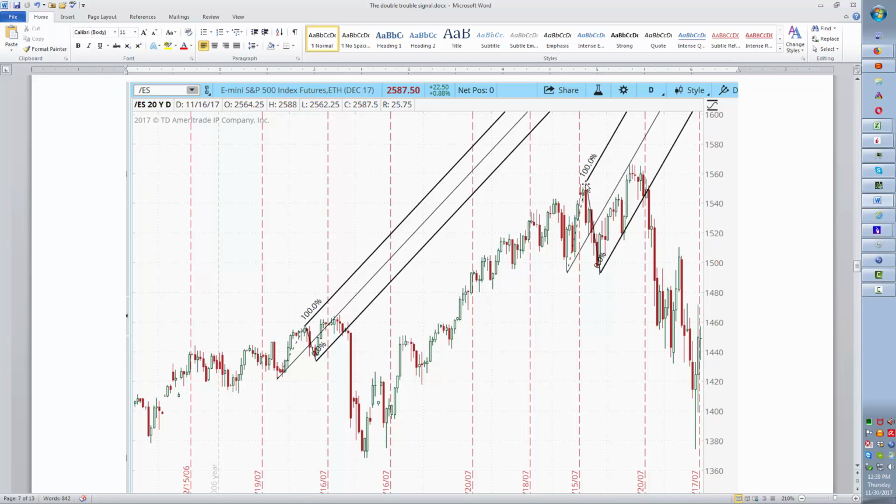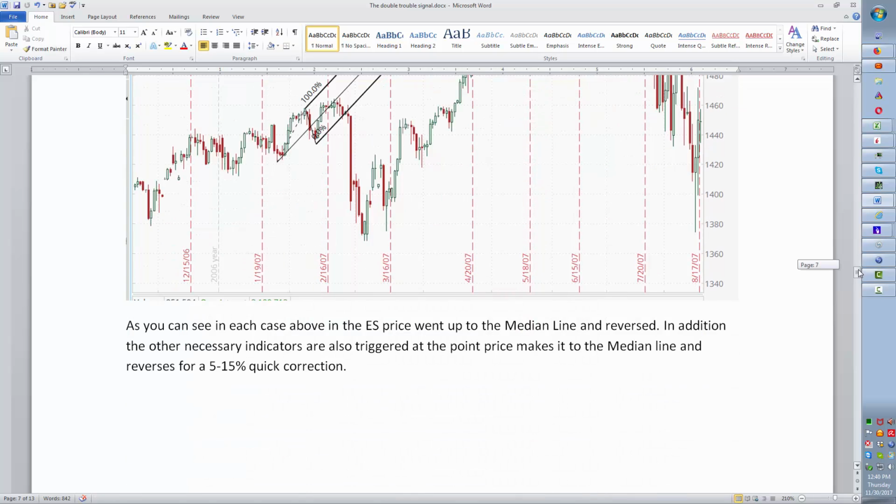So now what I tried to say with this here is typically when you have a double trouble signal at the end of a thrust wave, you typically go for a correction. Okay, unfortunately, it does not find the end of the move in most cases, the ultimate end of the move.